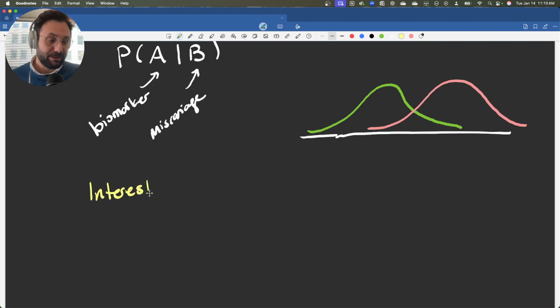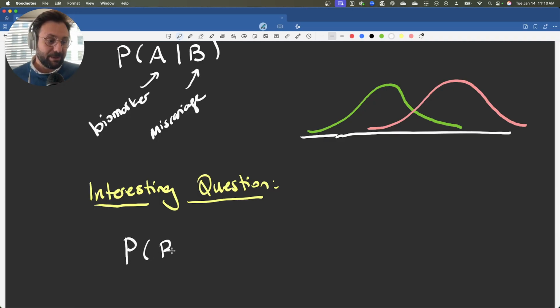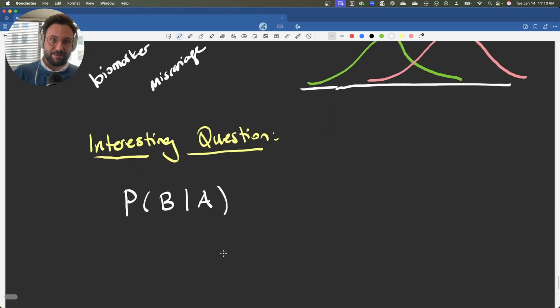So the interesting question is not the one that we can model, that's easy to model. The interesting question is the one that we cannot directly model for everybody. So the interesting question is the probability of B given A. So that's what we want to answer.